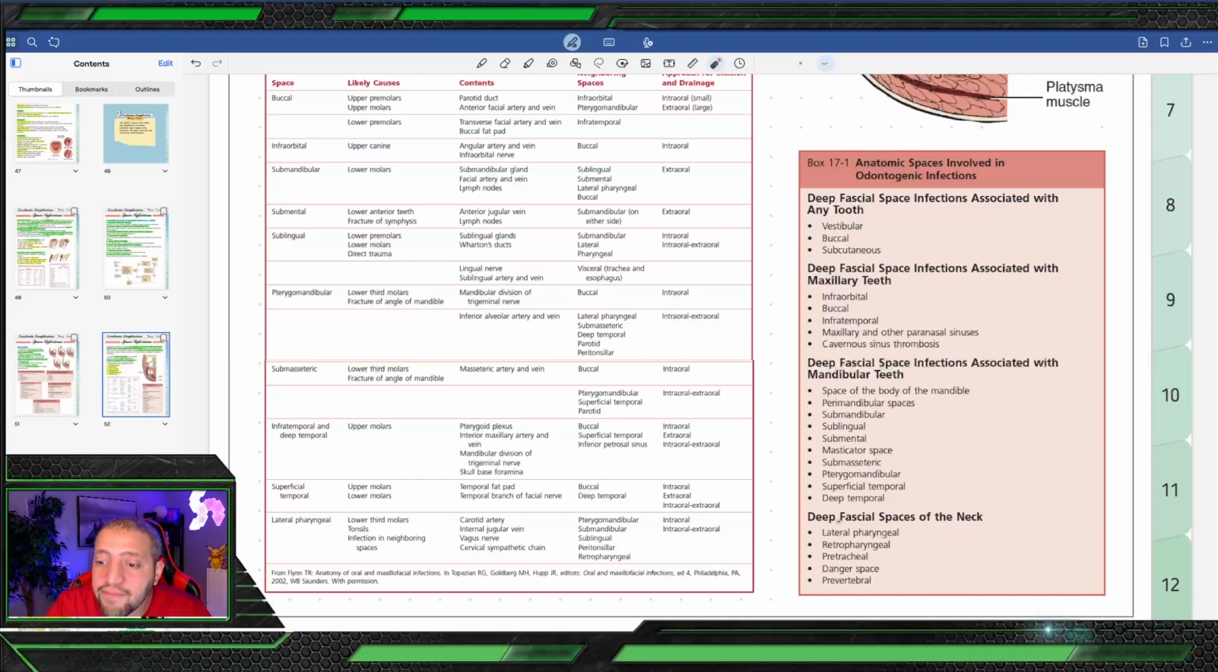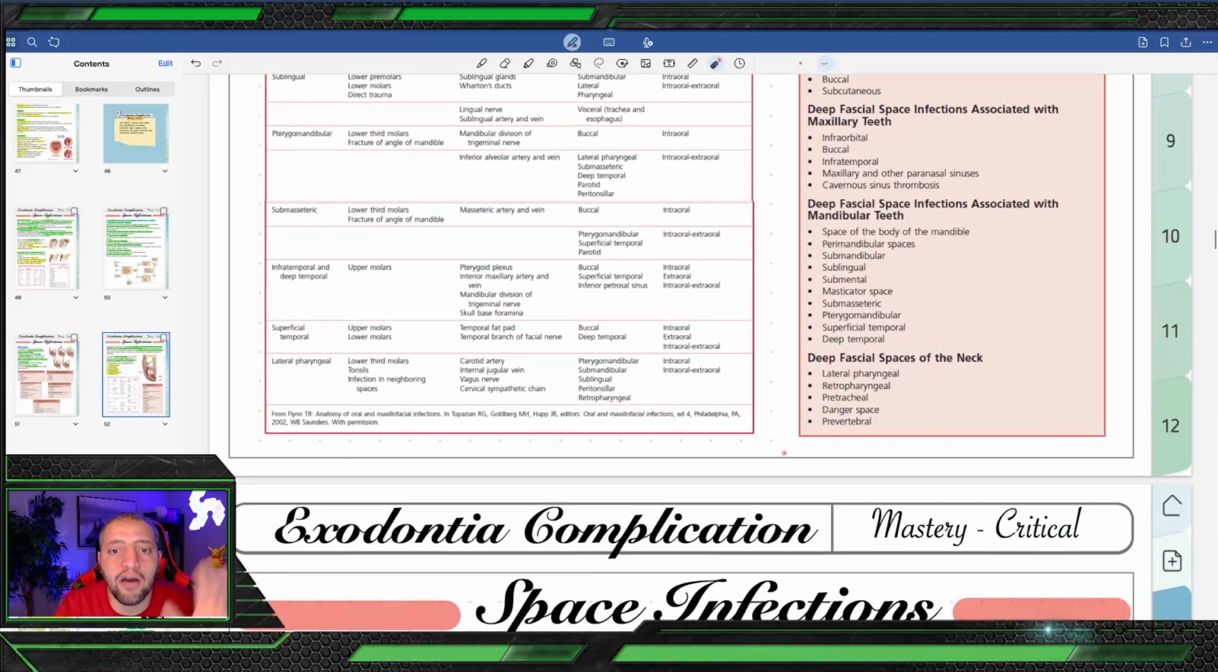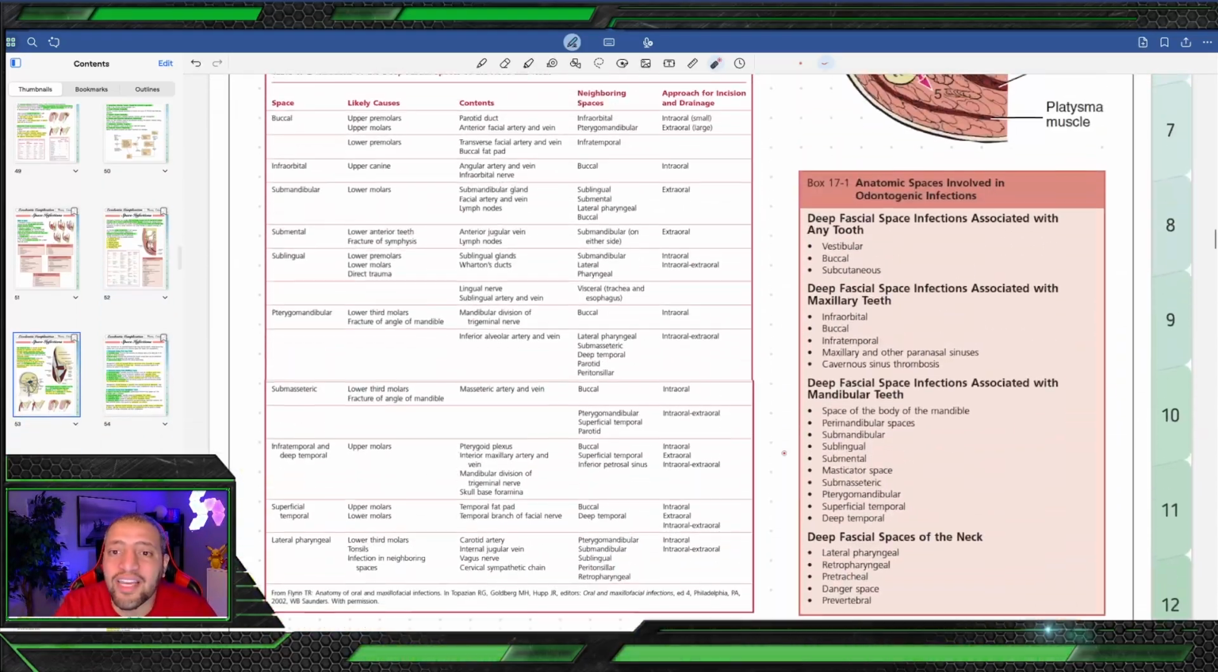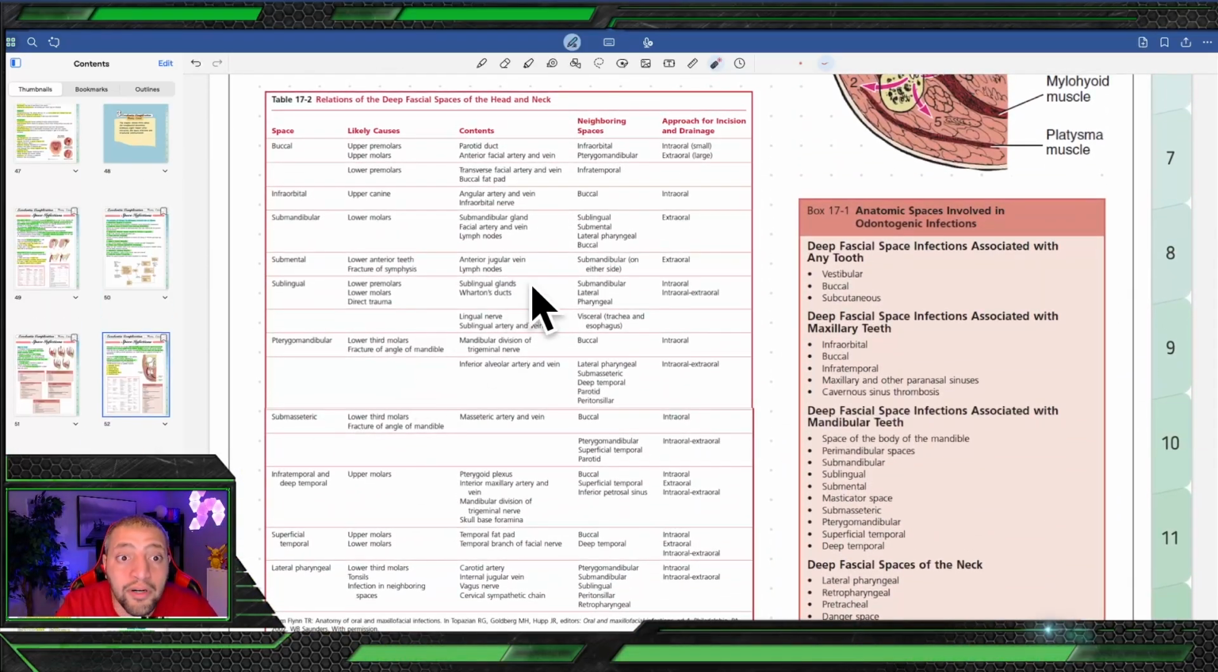But in the deep fascial spaces, lateral pharyngeal, retropharyngeal, pretracheal, danger zone, and prevertebral, there are no teeth related to these spaces. So what are we going to call this one? The deepest secondary spaces. Secondary space infection or primary space infection, this is how they usually divide it. Again, this picture is not to be memorized. It's just for when you are confused about how this leads to infection in this space. When you read this, it will become easier. Let me give you an example.